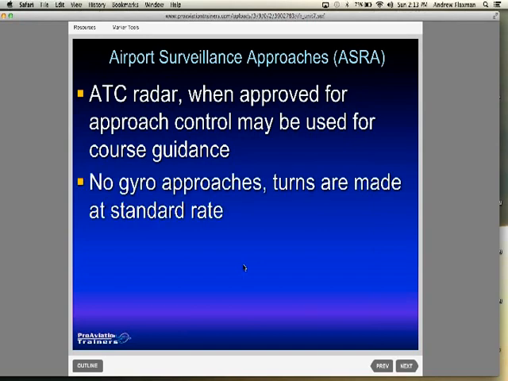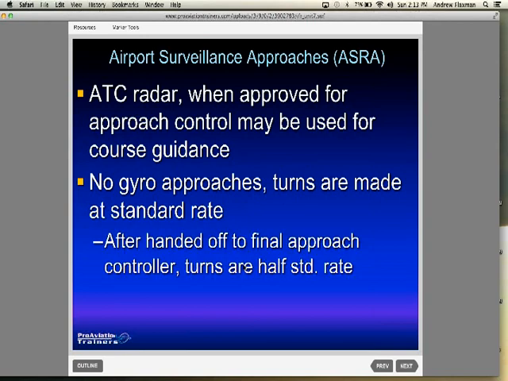No gyro approaches. Turns are made at standard rate. And that should be the norm anyway for any type of instrument flying. After handoff to the final approach controller, turns are at half standard rate.